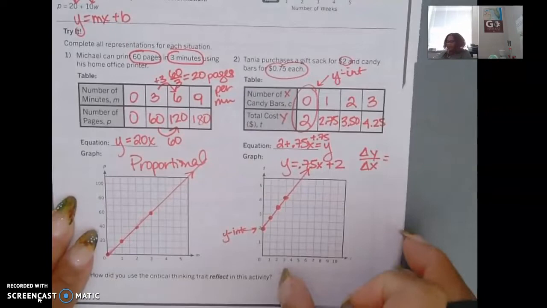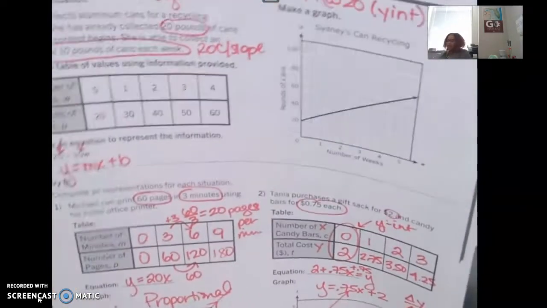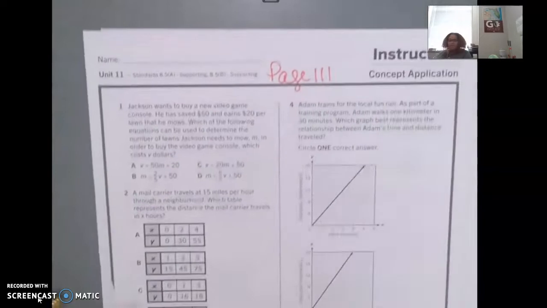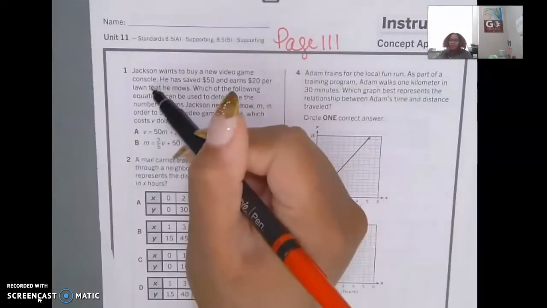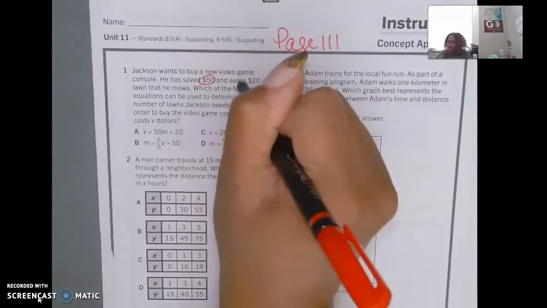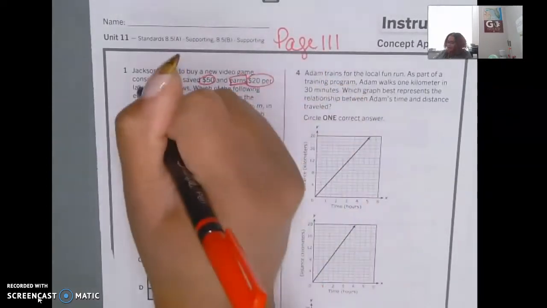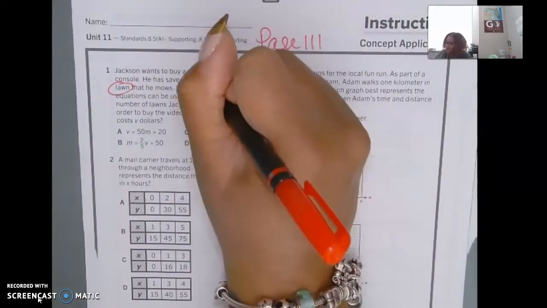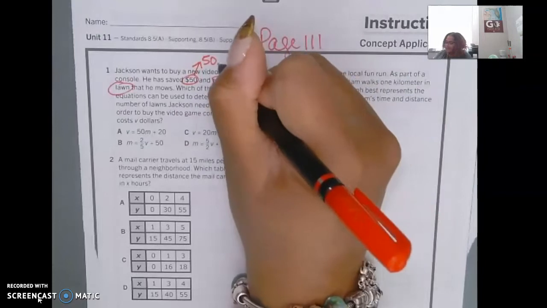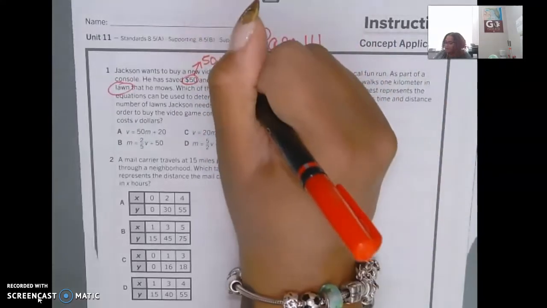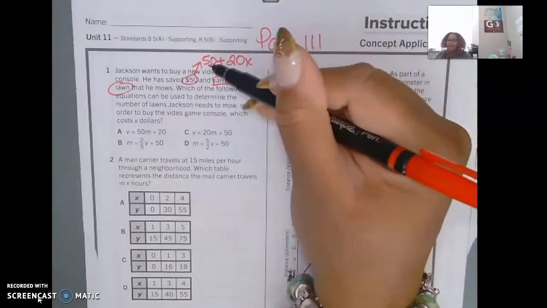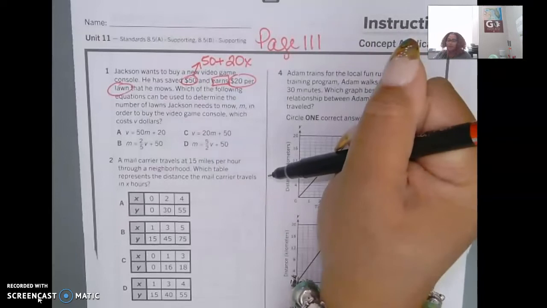So now let's apply that to our thinking on what we should be doing in class, page 111. So it says Jackson wants to buy a new video game console. He has saved $50 and earns $20 per lawn. So since we just got through writing equations in our last unit, this is the 50 that he already has, and then if he's earning $20 per lawn, that's 20x. So my equation should look something like this. He has 50 and he's getting $20 for every lawn that he mows.